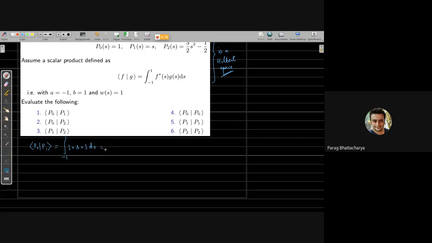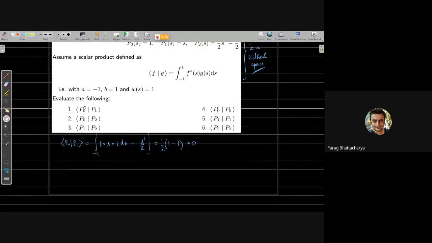So this will be equal to integration of S, which is S square divided by 2. We need to put the upper and the lower limit. The lower limit is -1, upper limit is +1. Because it's a square, it does not matter. Upper limit 1 square is 1, -1 square is also 1, so the result is 0. Okay, so the scalar product of P0, P1 is 0.